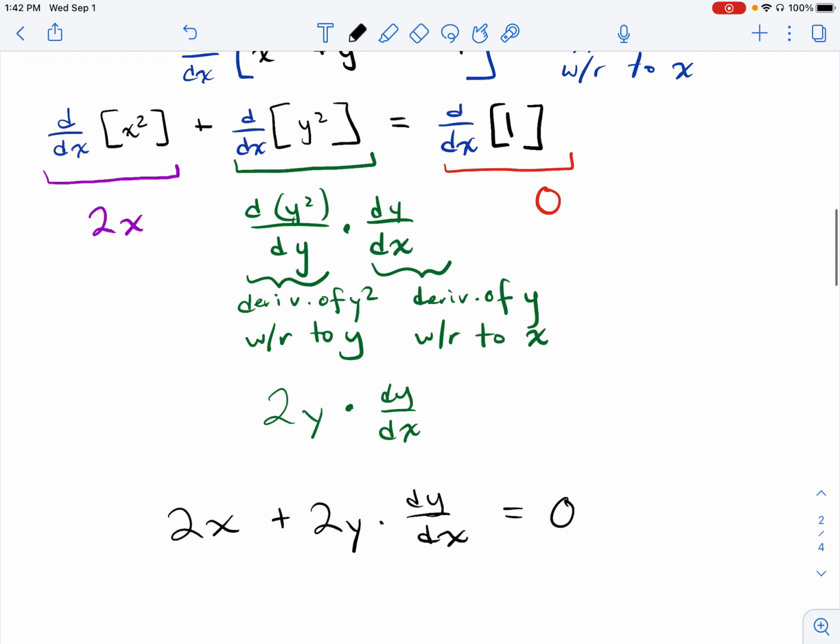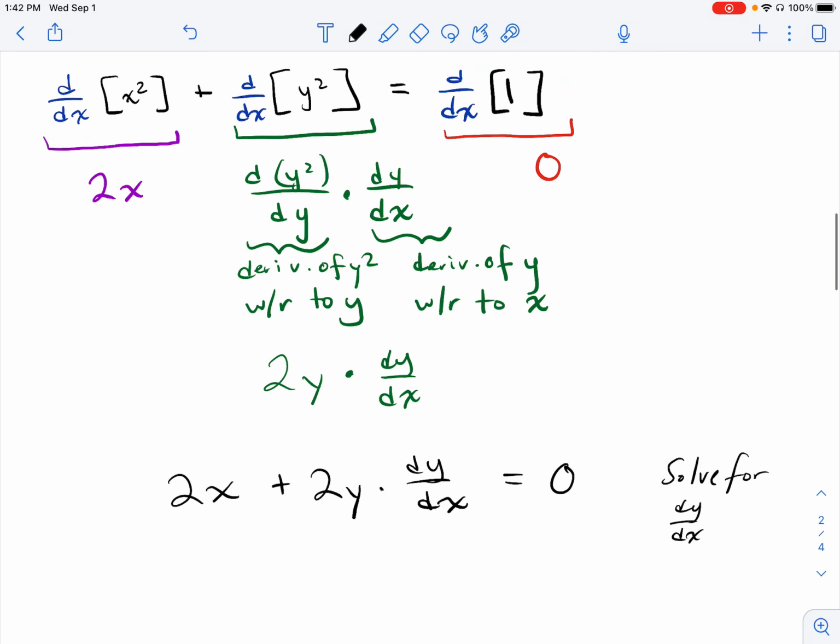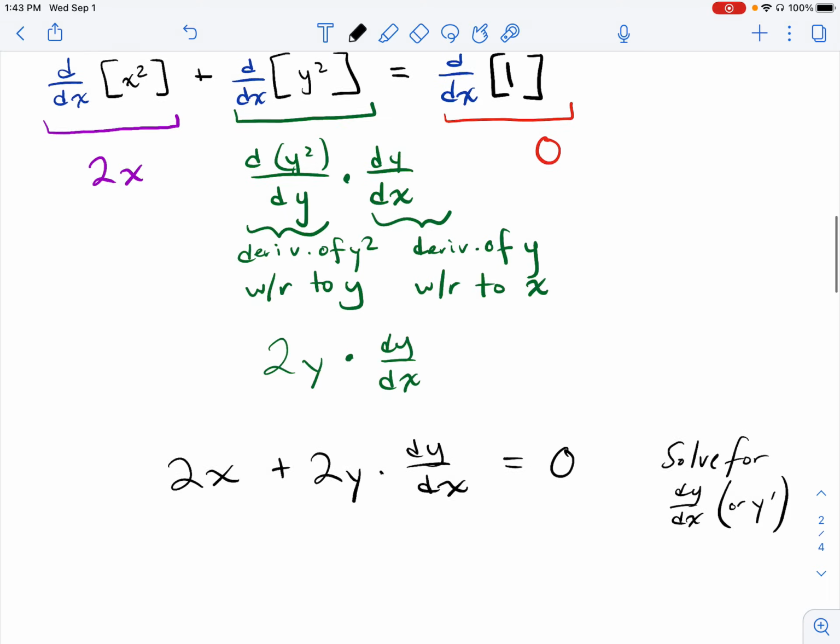Now, our goal from here is to try to solve for dy dx. Now, at this point, I want to emphasize, now that we've broken down what dy dx represents, it's the derivative of y with respect to x, you could also use this as y prime from here on out. And you'll often see me use y prime. I'm going to continue working with dy dx for the rest of this problem, but if you ever see me using y prime, that's what I'm referring to.